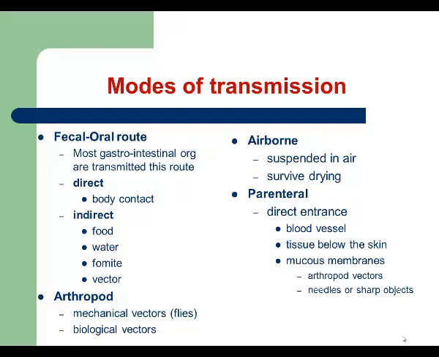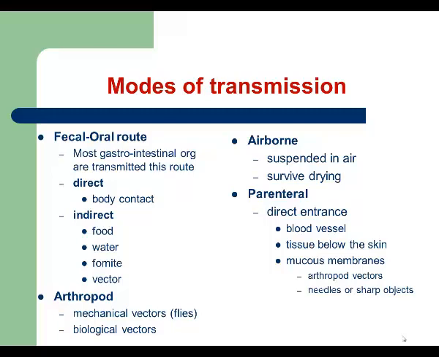The next mode of transmission is arthropods or arthropod vectors. We already talked about arthropod vectors in one of our previous lectures, and remember, there are two types of vectors we have to know: mechanical vectors, for example, housefly, and biological vectors, for example, Anopheles mosquito that transmits malaria.